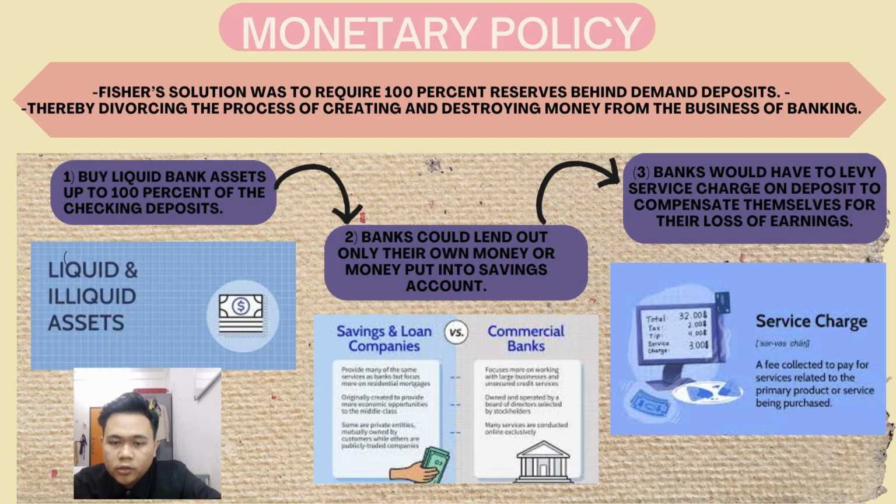There are three solutions from Fisher. First solution is to buy liquid bank assets up to 100% of the checking deposits. Second is that banks could lend out only their own money, or the money put into the savings account. And the third and last one is that banks will have to levy a service charge or deficit to compensate themselves for their loss of earnings.